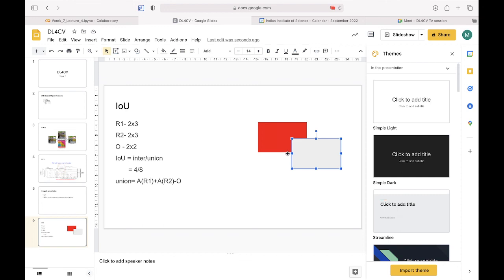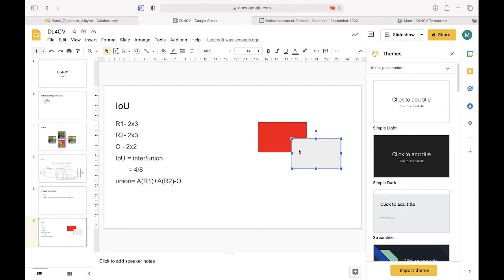So 1 upon 2 cross 2, right? Both are 2 cross 3. So the union is 6 plus 6 minus 1, which is 11... so 1 by 5, that is 0.2. So IOU is very less, no? IOU is very less. That means it is probably a different object because it is not overlapping significantly.